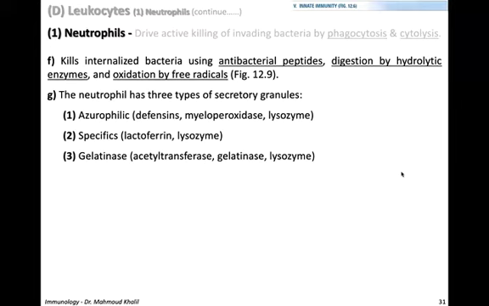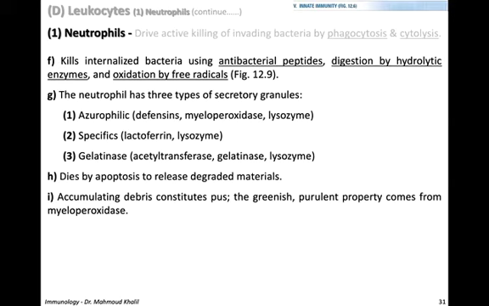So as well, neutrophils can kill internalized bacteria using the antibacterial peptides, digestion by hydrolytic enzymes, and oxidation by free radicals. Generation of free radicals can lead to the destruction of the internalized bacteria. The neutrophils have 3 types of secretory granules: azurophilic granules, specific granules, and gelatinase granules. All of these are packaged in special vesicles inside the neutrophils.